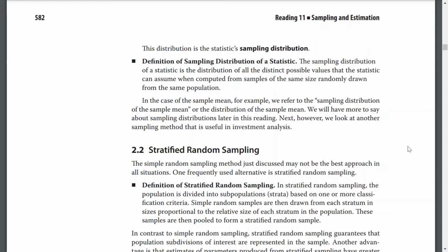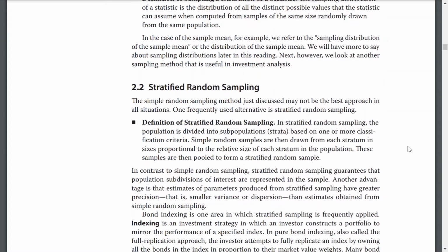The distribution is the statistic's sampling distribution. Definition of sampling distribution of a statistic: the sampling distribution of a statistic is the distribution of all the distinct possible values that the statistic can assume when computed for samples of the same size randomly drawn from the same population. In the case of the sample mean, for example, we refer to the sampling distribution of the sample mean, or the distribution of the sample mean. We will have more to say about sampling distributions later in this reading. Next, however, we look at another sampling method that is useful in investment analysis.